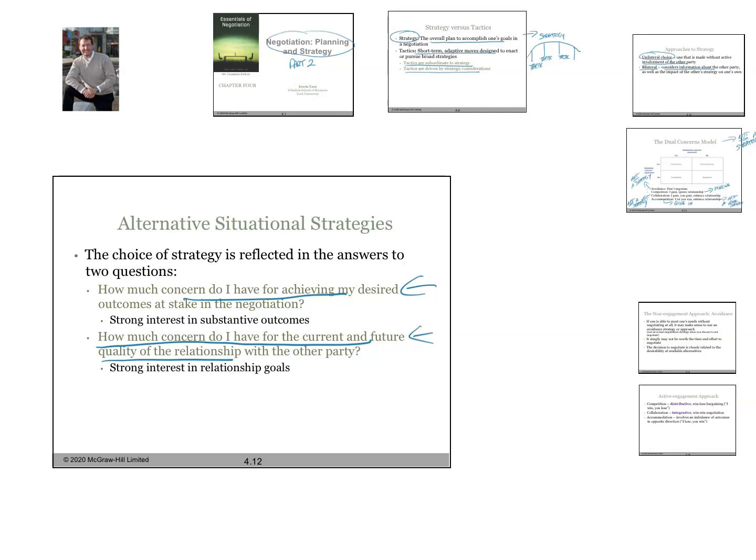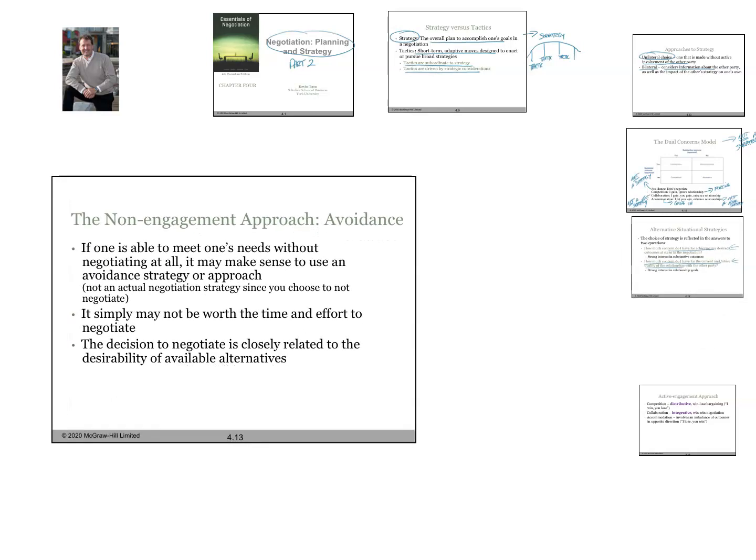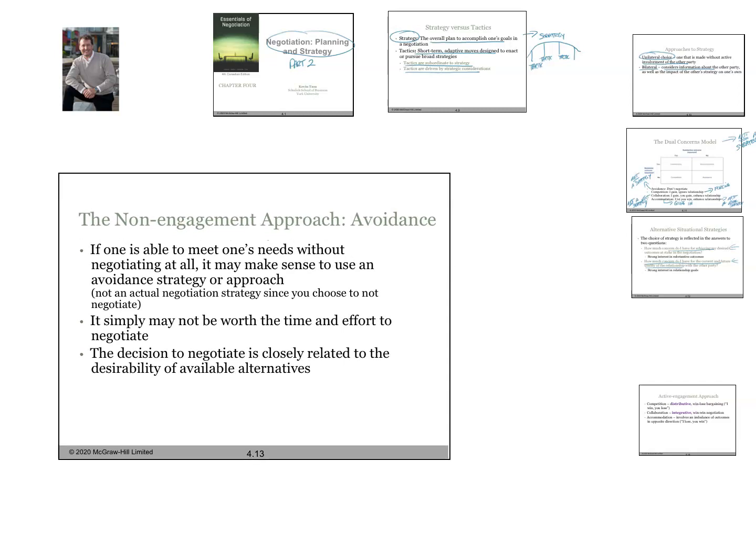And typically our simulations are fairly easy to sort out. In real life, it may not be so clear. So keep that in mind. And again, to repeat it for the 3rd or 4th time, the dual concerns model is not a strategy. It's a way for understanding how we're approaching the negotiation and will help us decide which strategies we want to use. The non-engagement approach, I think the book calls it the non-engagement strategy.